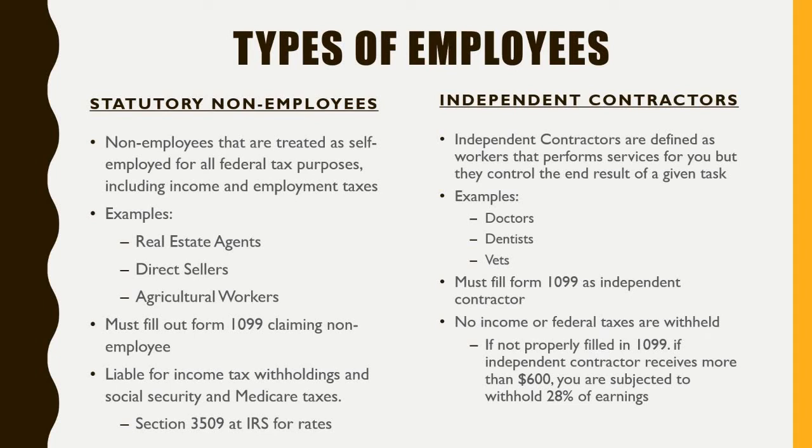Now, if they do not properly file their 1099 form, the independent contractor can receive a $600 penalty for the withholdings, or 28% of their earnings. So they get taxed pretty high because they know the company's not paying for them. They are responsible to pay for the individual income that they earned.